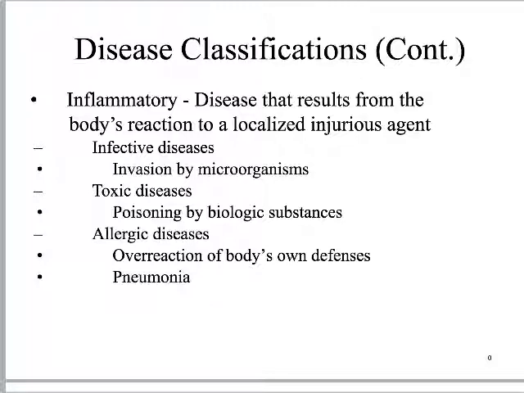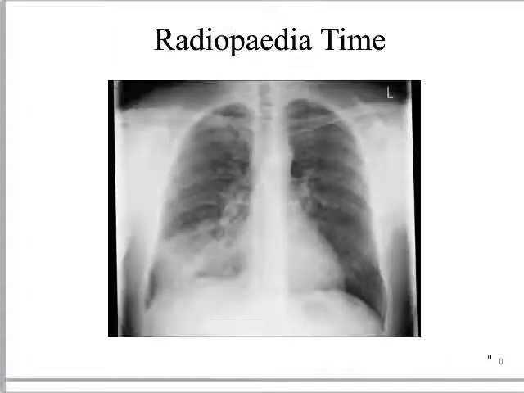So an example of a possible overreaction to the body's own defenses. And the only reason I have pneumonia down there, it shouldn't be underneath allergic diseases. It's just kind of underneath inflammatory as a whole. And pneumonia is an inflammatory response. So here's an example of what pneumonia looks like on an X-ray image.